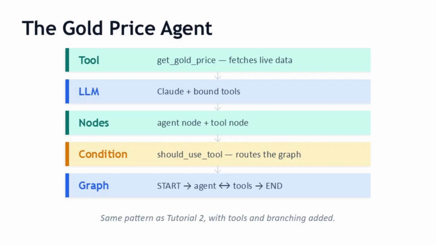Now the fun part. Writing the agent. The code has 5 sections. Tool, the function that fetches gold prices. LLM, Claude, but now with tools bound to it. Nodes, the agent node and the tool node. Conditional edge, the decision function that routes the graph. And the graph itself, wiring it all together. Same pattern as tutorial 2, but with tools and branching added. Let's write it.